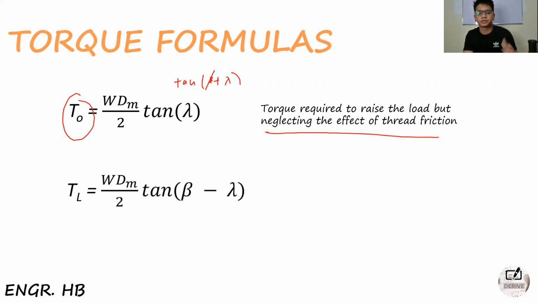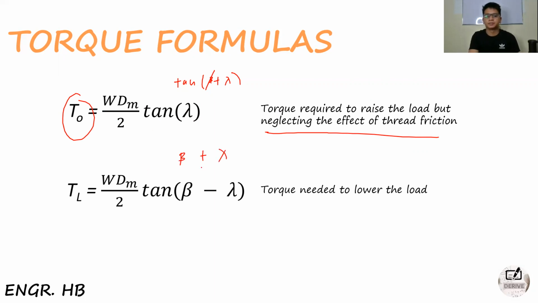And lastly, we have the torque required to lower the load. So kung beta plus lambda yung TR mo, just make it negative and you have this TL. Okay, we have the TO, the TL, the TR, the TC, and of course the total torque input.